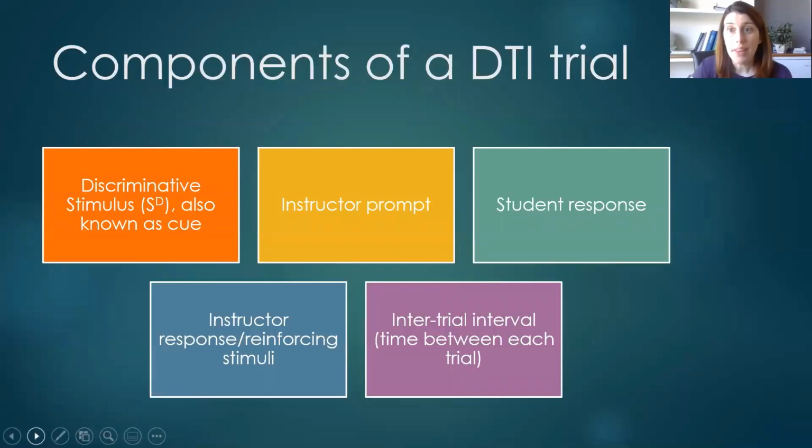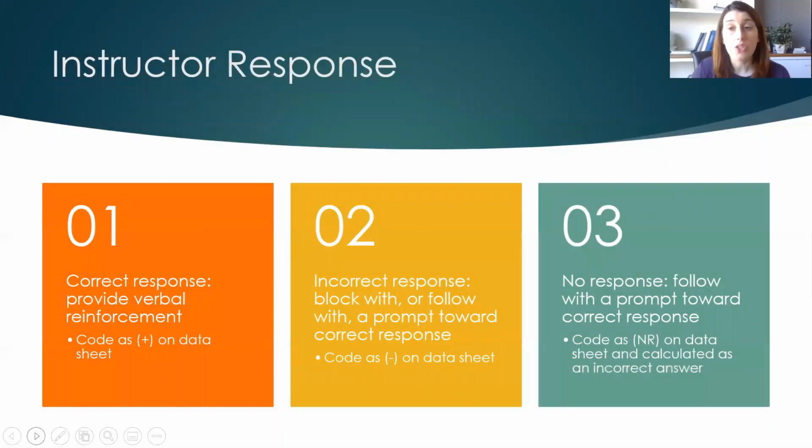Okay, so here we are again. Let's keep going with where we are within our DTI trial. The instructor response. There are 3 possible instructor responses. If your student exhibits a correct response, you would provide that reinforcement, whatever it may look like. If your student presents an incorrect response, what are you going to do? You're going to block or follow with that prompt toward the correct response, or continue on that prompting hierarchy for the errorless teaching protocol. And if there's no response, you're going to follow with an immediate prompt toward the correct response.